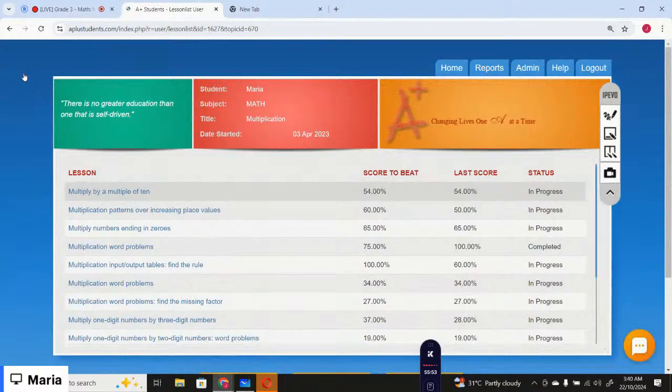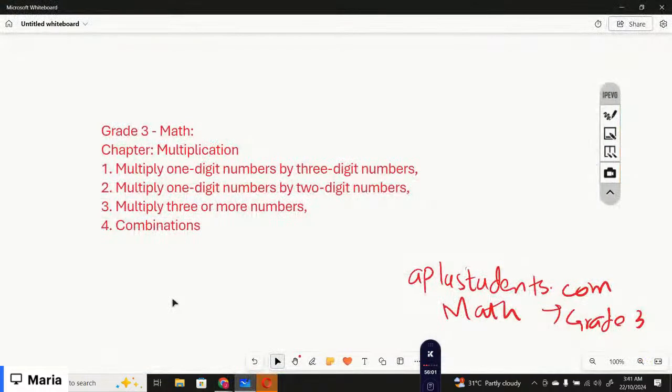So we were working on grade 3 math. The chapter we were working on is multiplication. The lessons we have covered today are multiply one digit number by three digit numbers, multiply one digit number by two digit numbers, multiply three or more numbers, and combinations. Please make sure before the next session you complete all the practice questions for the lessons we just did. That is your homework until next session.